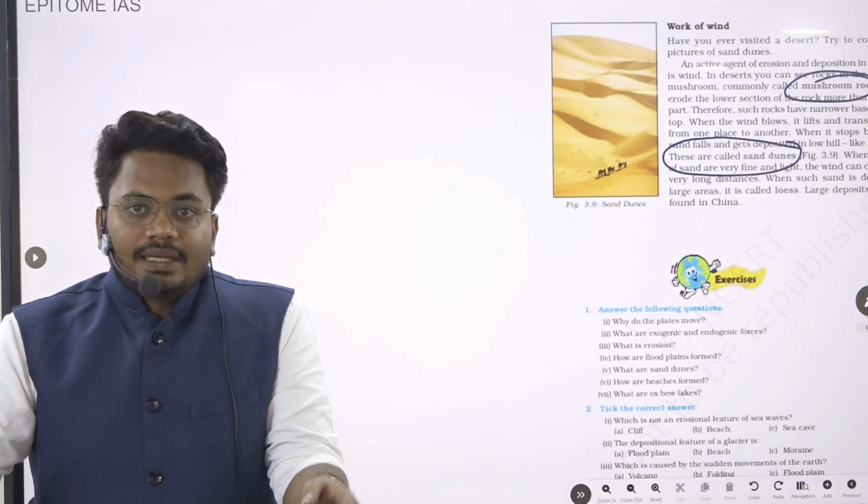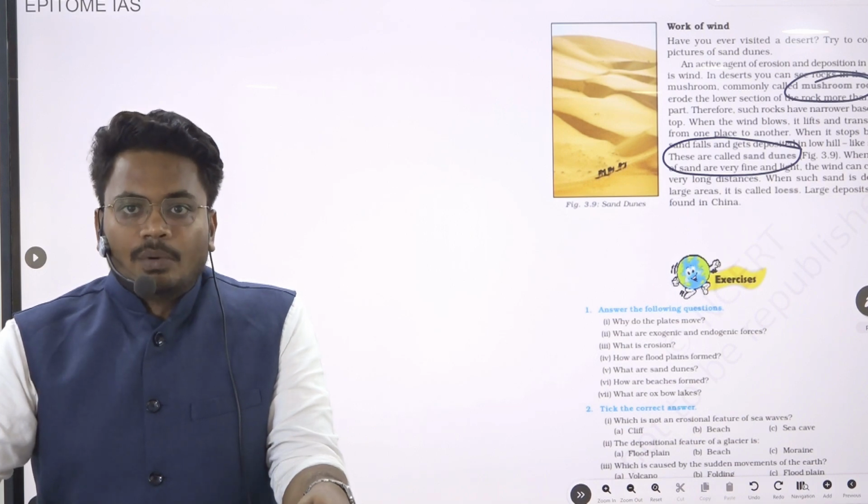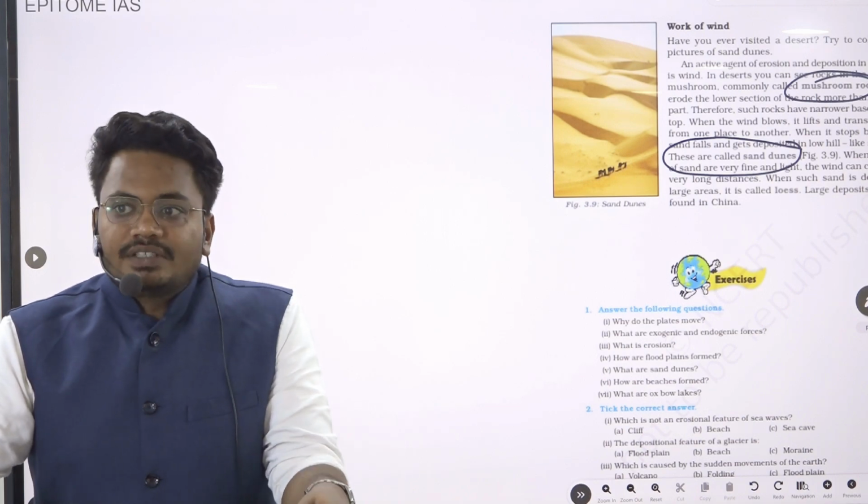So we will be meeting in the next chapter, that is chapter number 4. In chapter number 4 we will be discussing about atmosphere, and the name of that chapter is air.